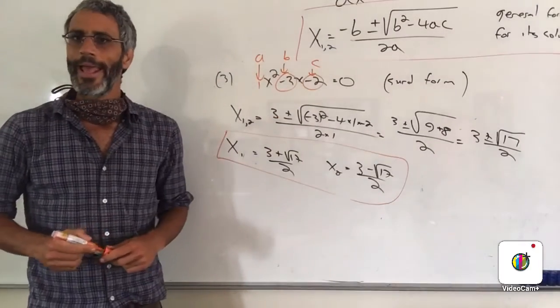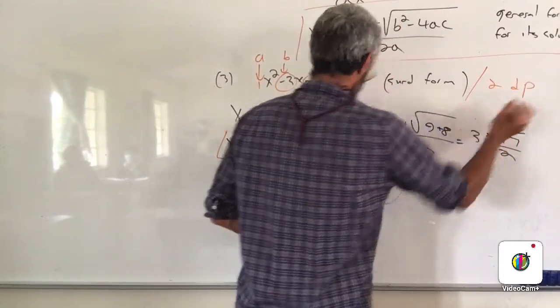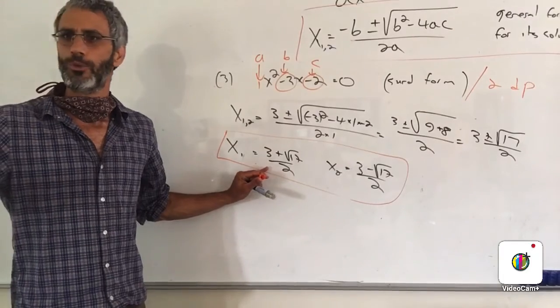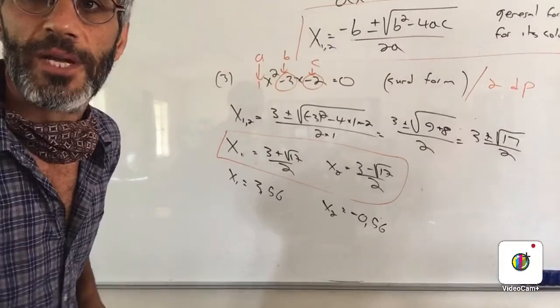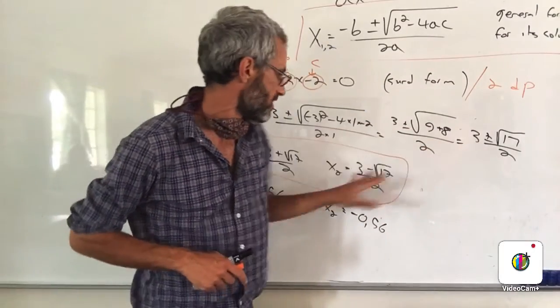Okay? If they ask you to write it to 2 decimal places, then no problem. Just put that in the calculator. Can we just put that in the calculator quickly, see what happens? I'll just pause here. Okay, so as I said, if they ask you to leave it in surd form, you leave it like that.